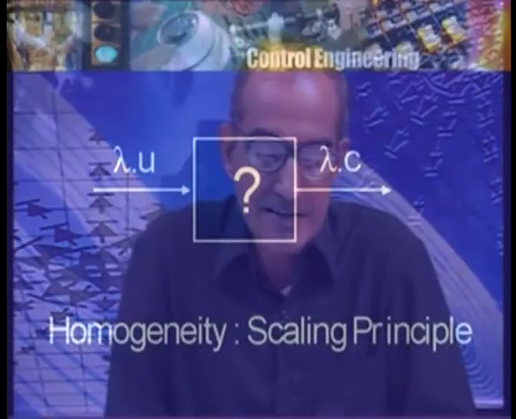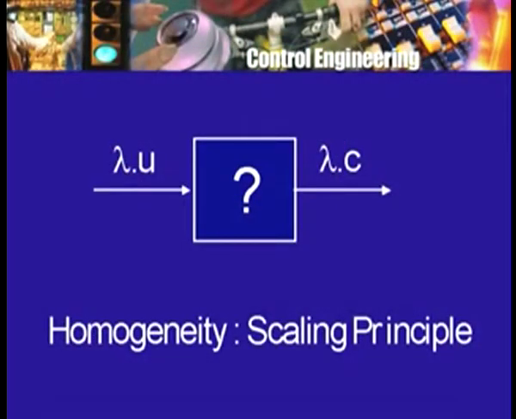So, I apply input u, I get a response C, then I scale it by some factor lambda. Do I get an output which is also scaled by the same factor? If this is going to happen, then the system is homogeneous or has this scaling property. And if a system has both additivity and homogeneity, then we say that the system is linear. So, if we say that a system is nonlinear, what we mean is that one of these two properties or both of these properties do not hold.